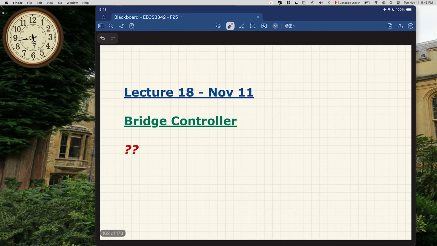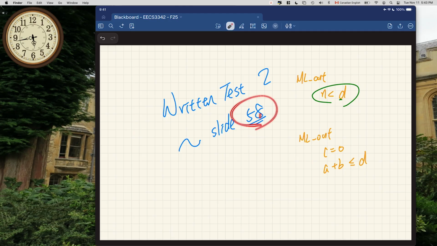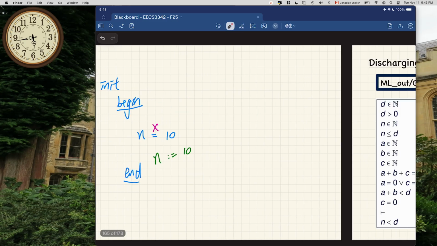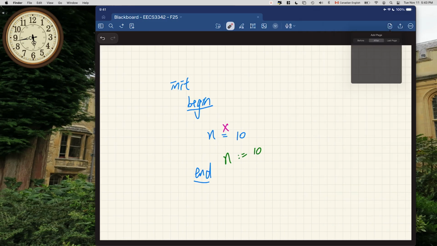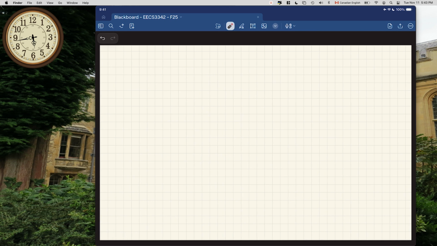All right. Okay, so your written test 2 will be up until slide 58. Right? Question so far? Okay, let's get back to that guard strengthening intuition. Again, let's now revisit that, and I'll try to explain from a slightly different angle, but it's still consistent. So we talk about, again, refinements, and then we talk about guard strengthening.